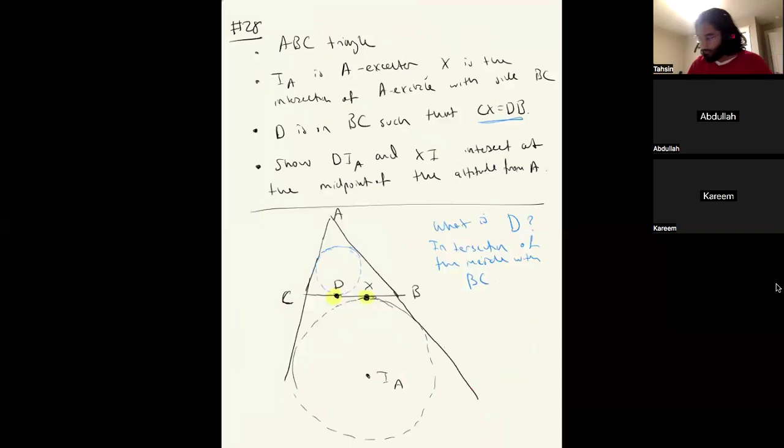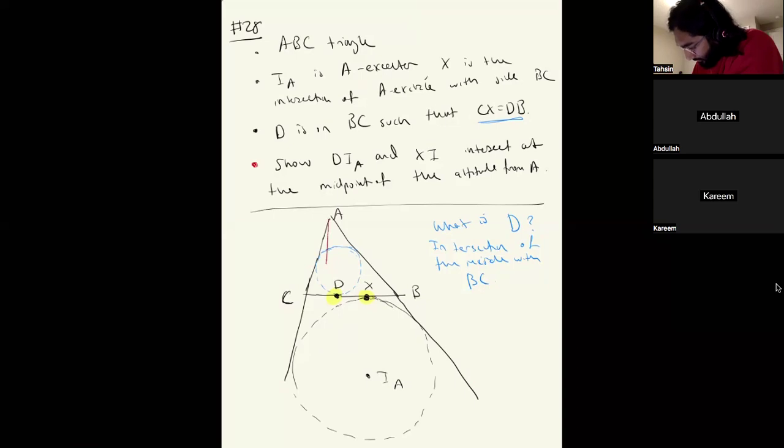Okay, so the whole point of this was, really you should think of D as the intersection of the incircle with BC. And now we want to show that DIA and XI intersect at the midpoint of the altitude from A.